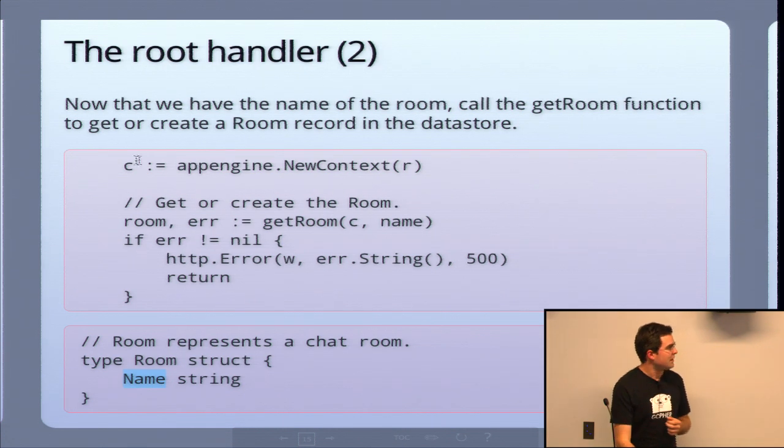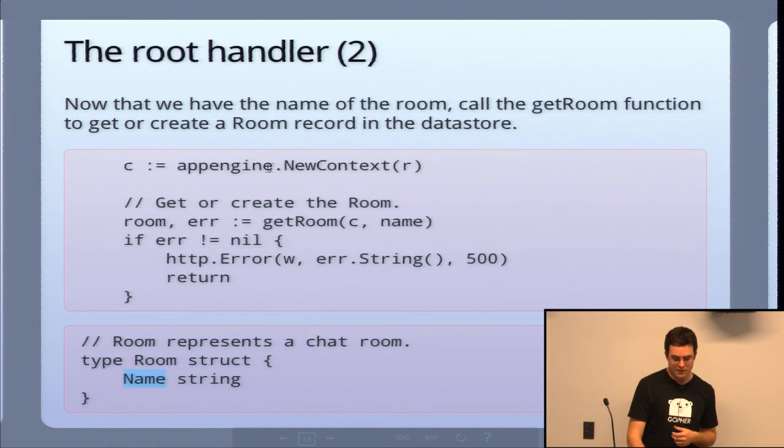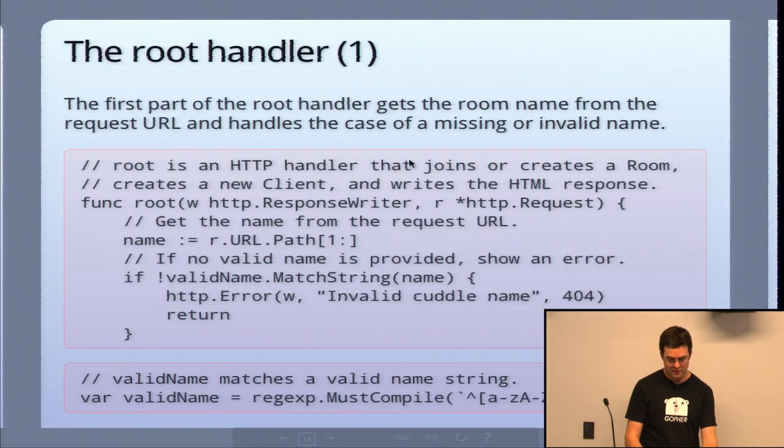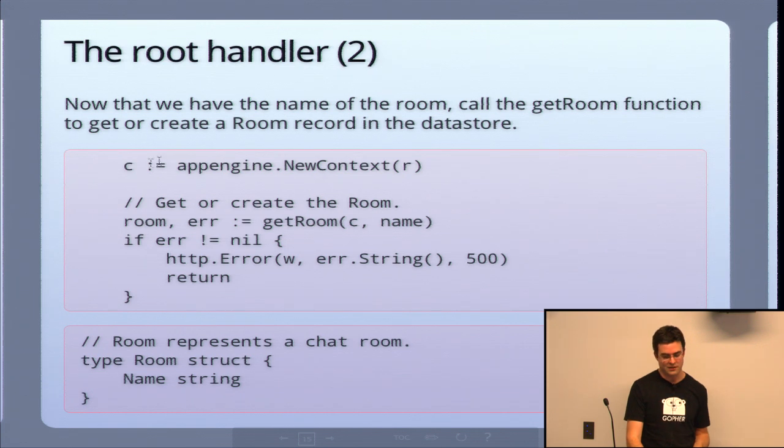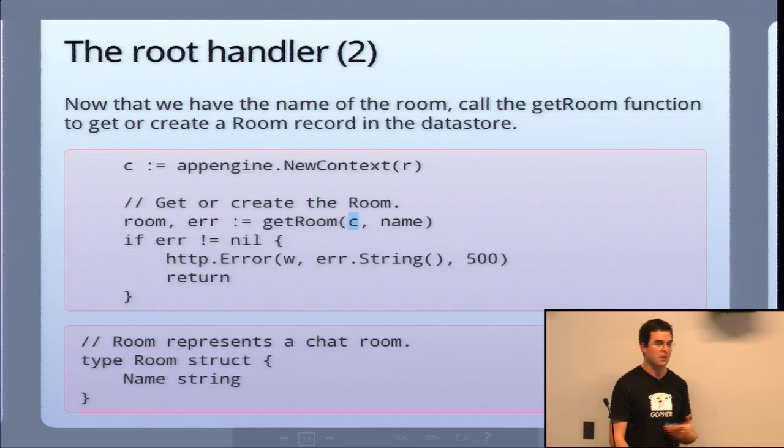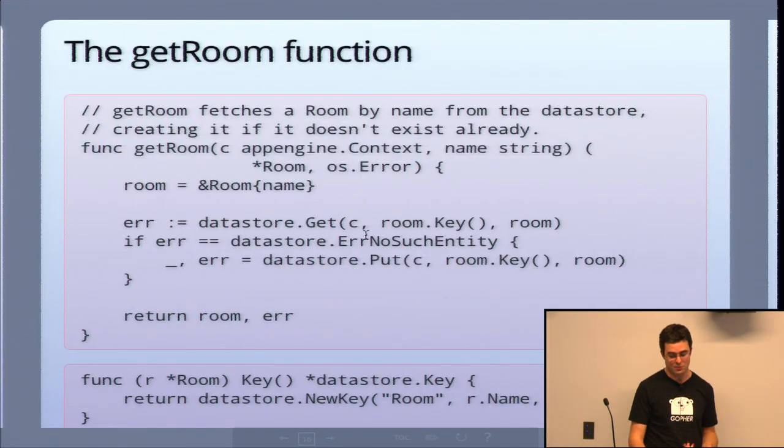This line here, where we create the variable C, is an AppEngine context. To do any API calls in Go in AppEngine, you need to provide them with a context that is based on the current request. This R refers to the R in the function arguments, which is an HTTP request. So we create a new AppEngine context from that request, C, and then we pass that into our getRoom function, which uses it here to make an API call.